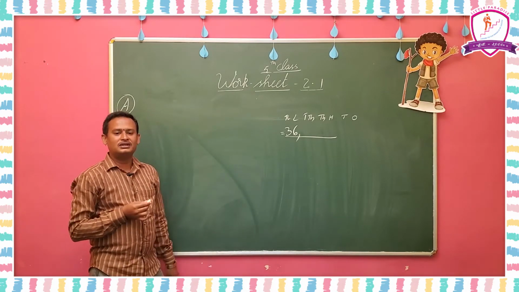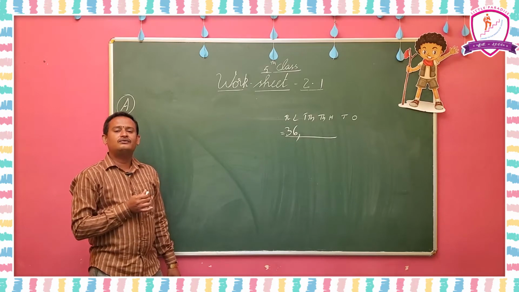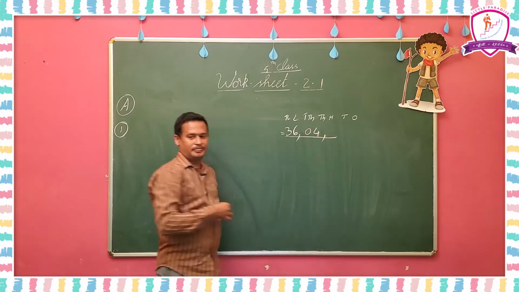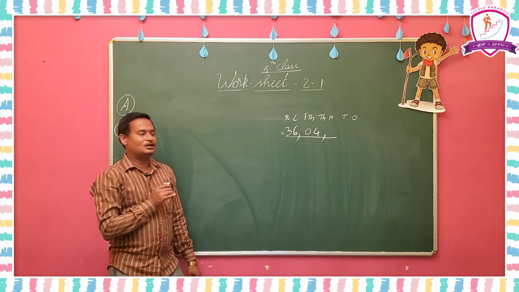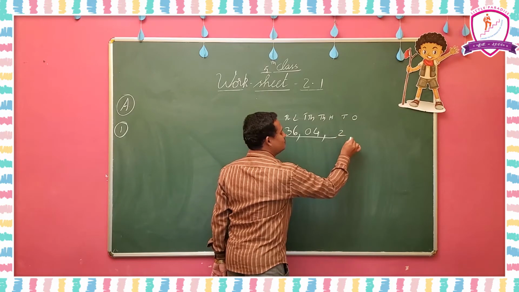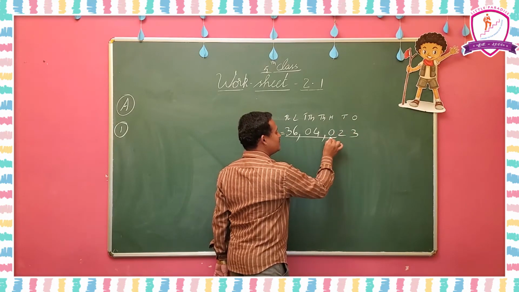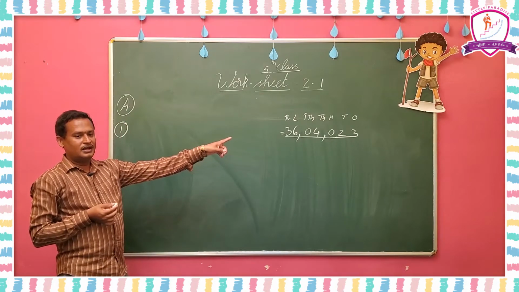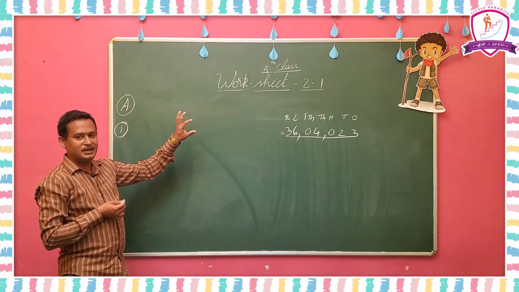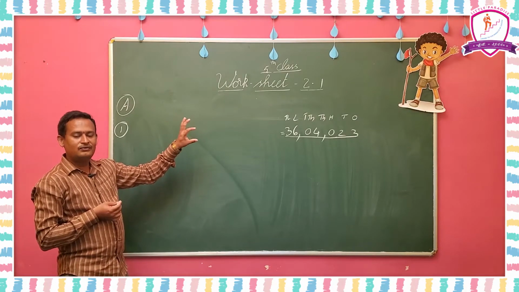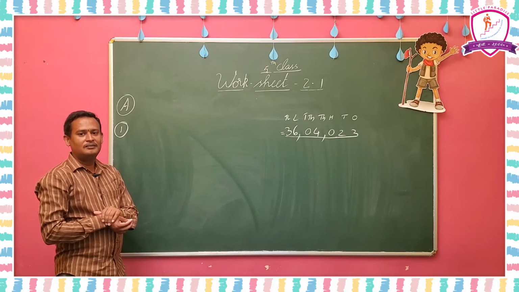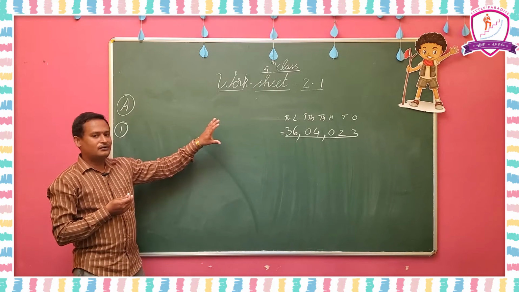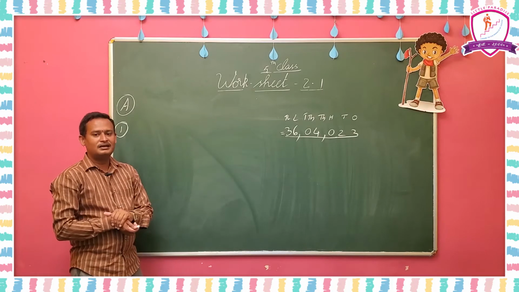Come to the thousands period. How many thousands are here? Only 4 thousands are there. So in the 10,000s place no number is there: 04,000. Next 23: 2 in the tens place, 3 in the ones place, and 0 in the hundreds place. Understood? Like that you fill the numbers according to the places. First write the places, then fill the numbers in the particular places. Then only the number will be correct. So all of you follow this method and complete the remaining ones.